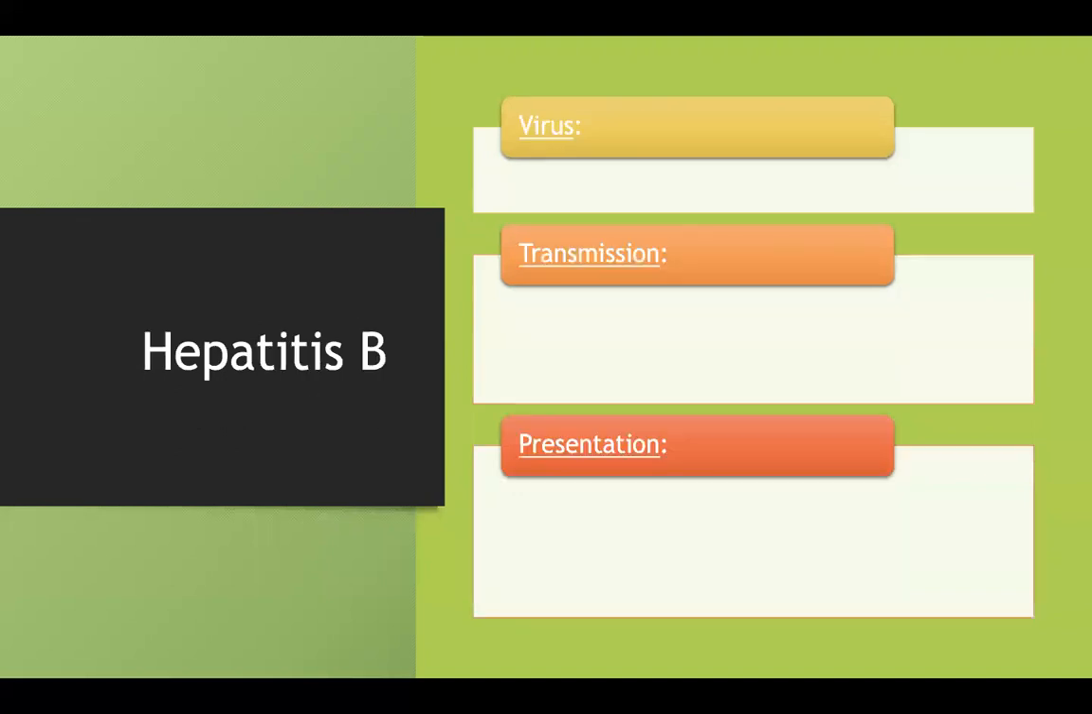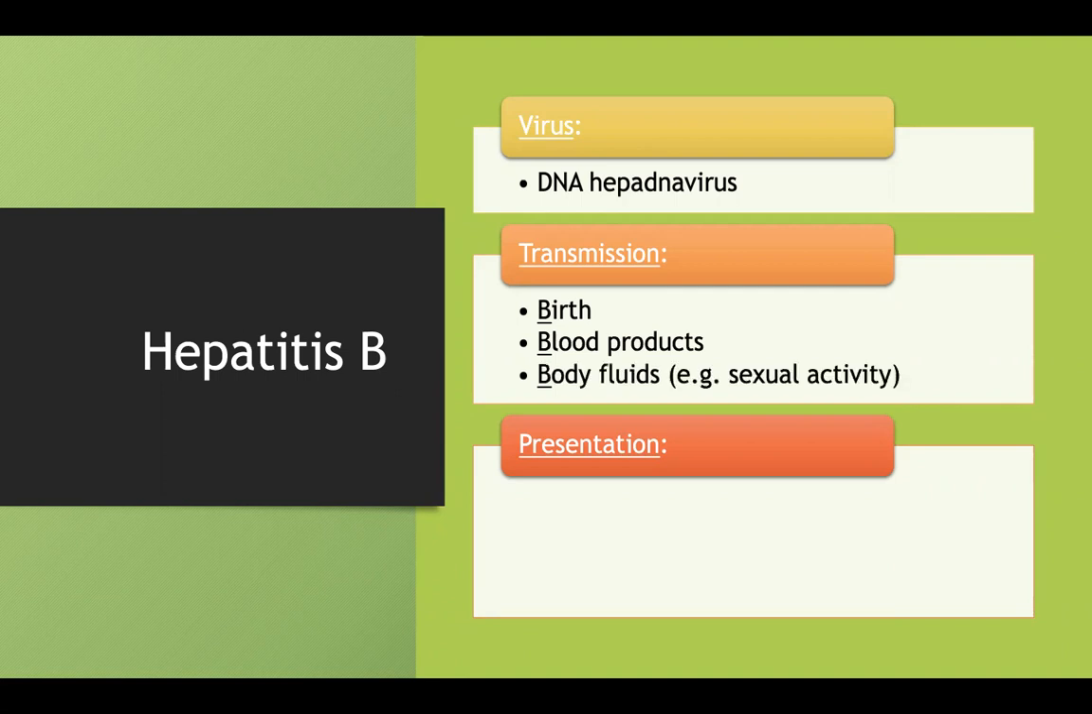Now let's move on to hepatitis B. This is caused by a DNA hepadnavirus. And the classic transmission patterns you're going to see are all the Bs. You can get it through birth, you can get it through blood products, or you can occasionally get it through bodily fluids, so through sexual activity.